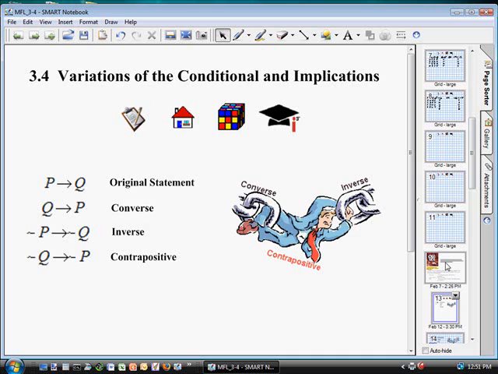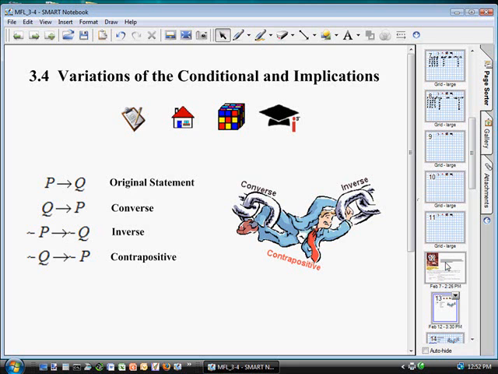Well, I have good news for you. Today, I'm not going to give you new rules. But what we're going to do is take one of the statements we had last time, and turn it around in all kinds of different ways. We're going to twist it and turn it. In fact, we're going to do it 3 different ways.